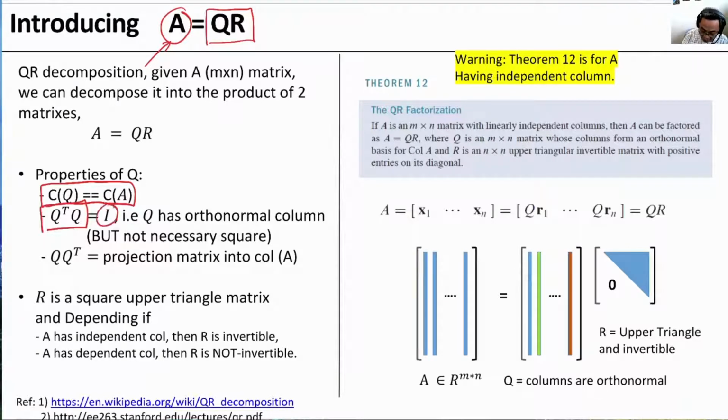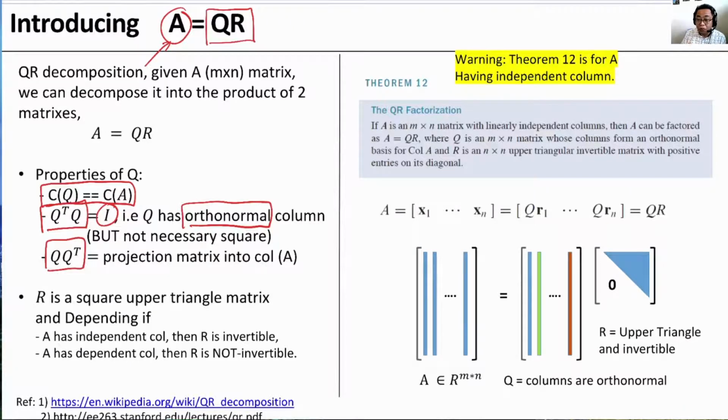QTQ will be the identity. What does it mean? It means that the columns of Q will be orthonormal columns, and these orthonormal columns span the column space of A.